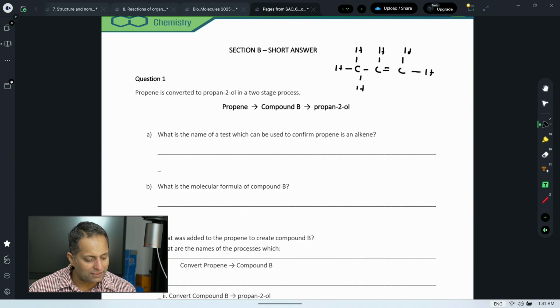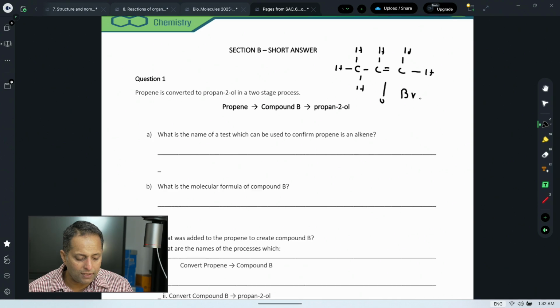What is the name of the test which can be used to confirm the propene is an alkene? Even though we did not get a chance to talk about this test in class in detail, that's something I will be doing next week. But you might have learned that in year 11. Think about this. Do you remember the addition of halogens to alkenes? So what will happen if you add bromine?